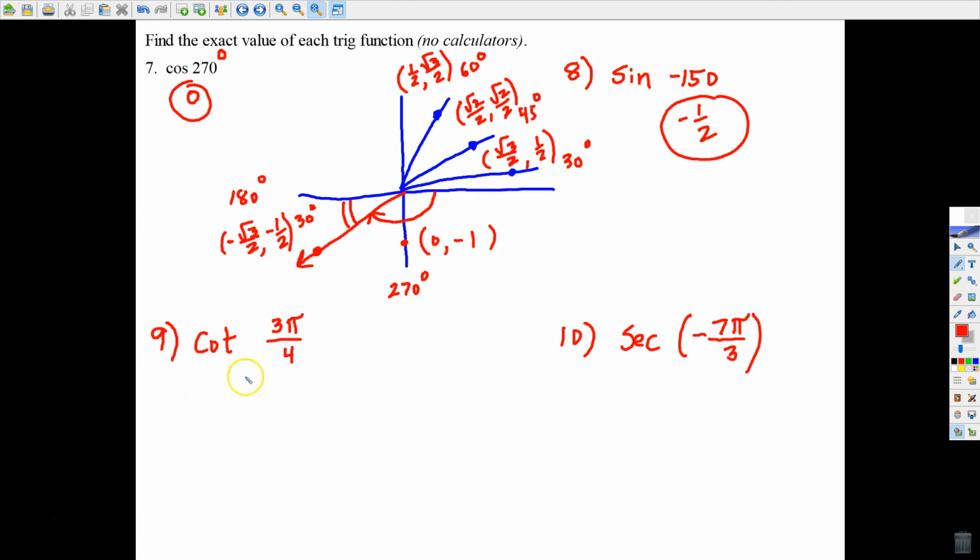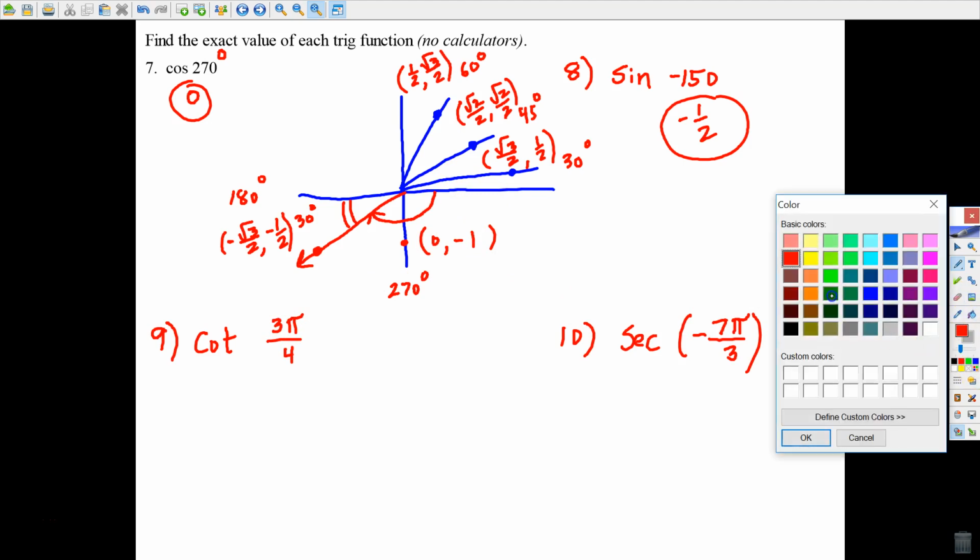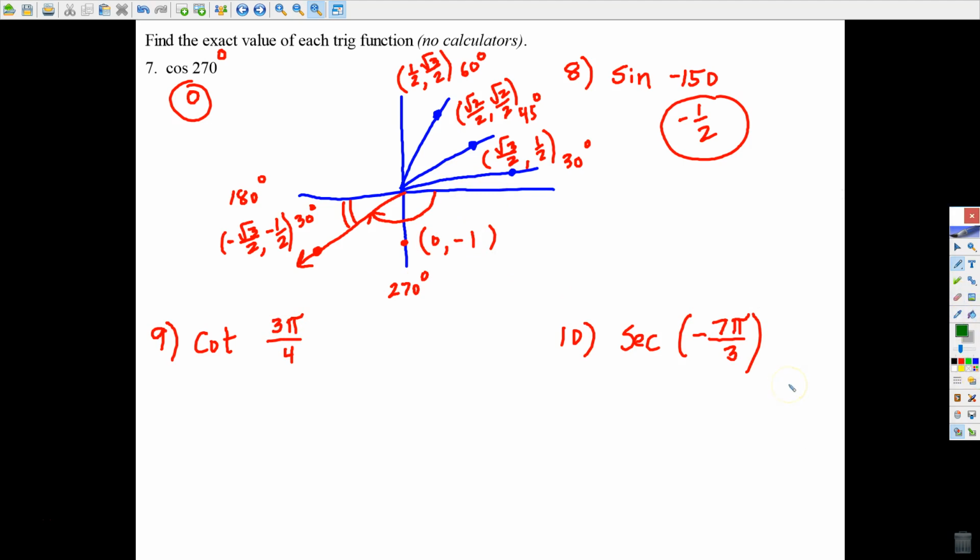Number 9, we are looking at the angle 3 pi over 4. So maybe I'll do a different color here. So starting here and going 3/4 pi. Well, this would be like 1/4 pi, 2/4 pi, and then 3/4 pi.